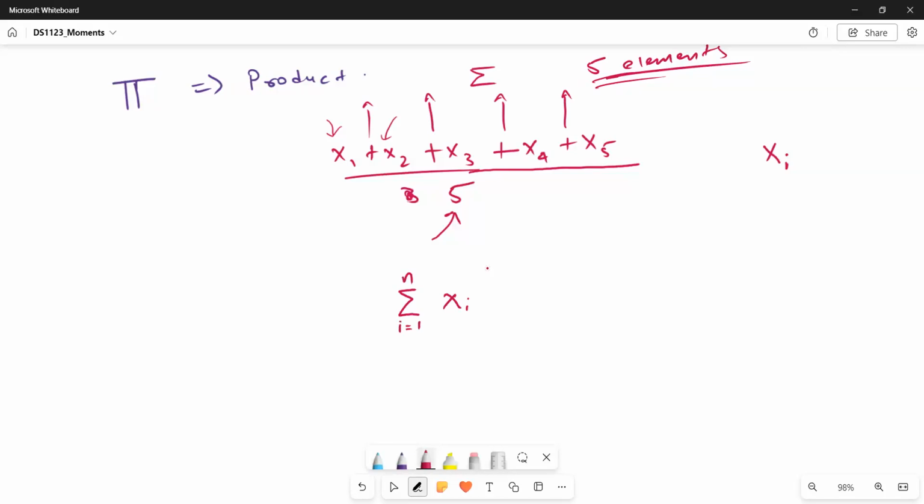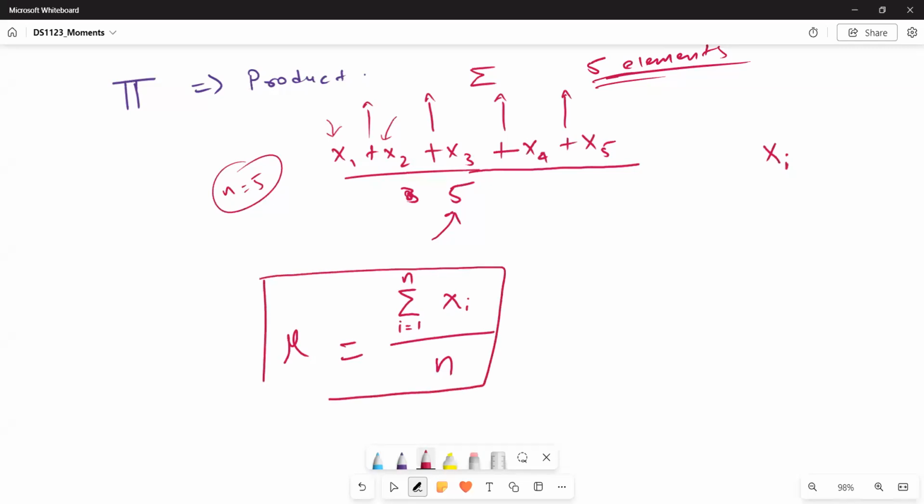So for this case, n is 5. N is nothing but the total number of elements, and we'll divide this by the total number of elements itself. This is the formula for mean, and it is represented using the symbol mu. So this is the mathematical formula for the mean of the data, and this mean basically gives you the average value. All right, so this is how mean can be understood.